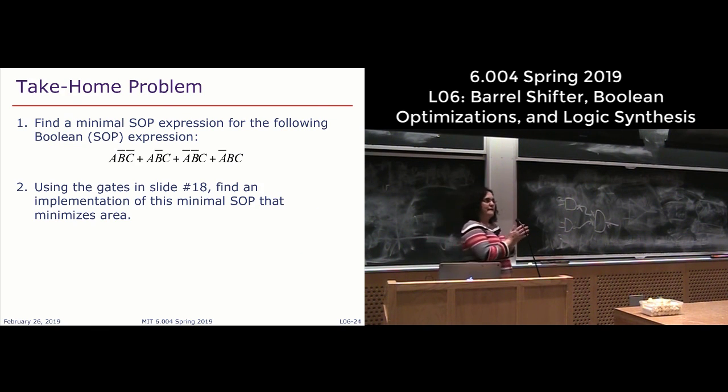With that, I'm going to leave you with this take-home problem to think about and try out on your own. You'll see it tomorrow in recitation. I've shown you here a sum of products expression. We want you to use Boolean optimization or Boolean properties in order to minimize this. And then we want you to take your minimized circuit and map it to the cell library that we had on slide 18.